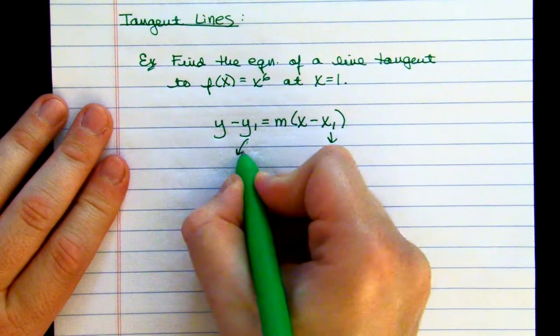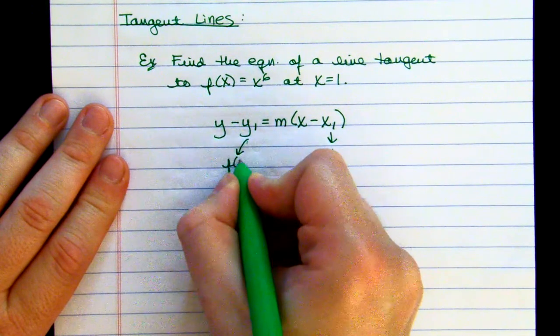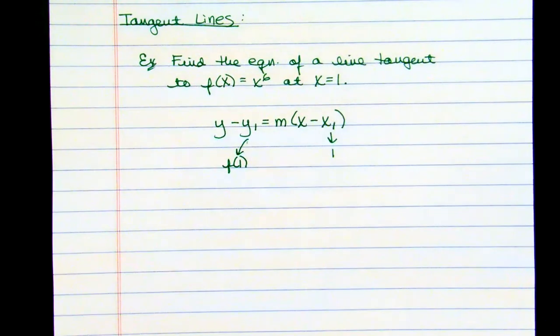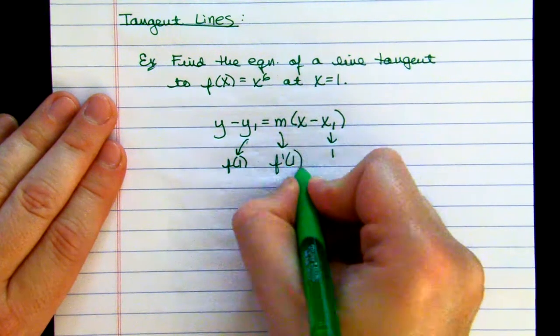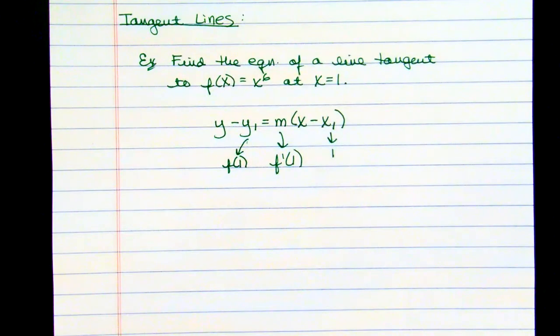Same thing I did before. I'm going to plug into my original function. I'm going to find f of 1. And what do I have to do to find the slope? I need to plug into my derivative. I need to find f prime of 1.